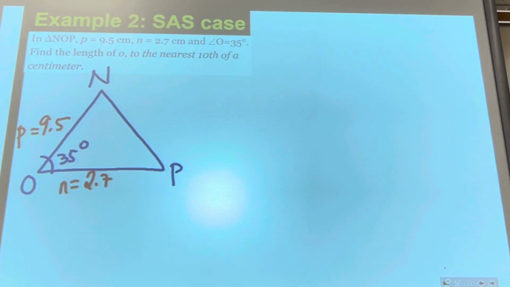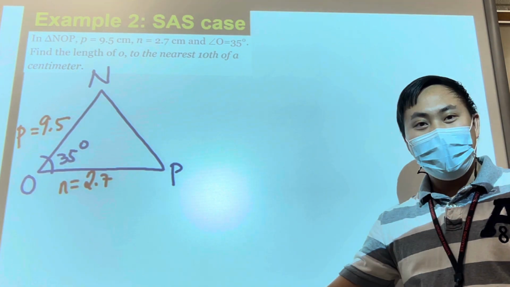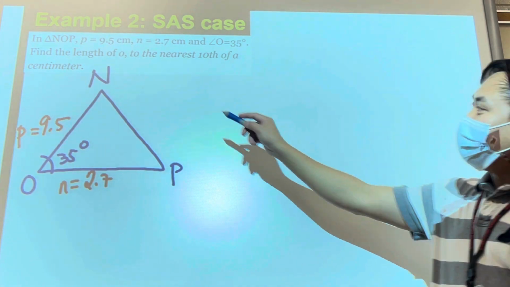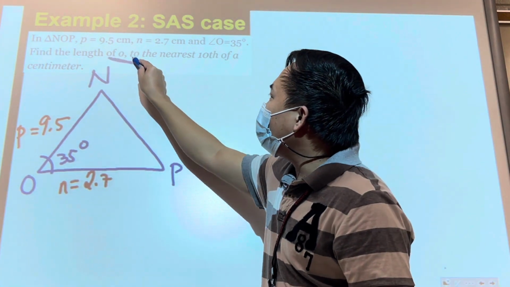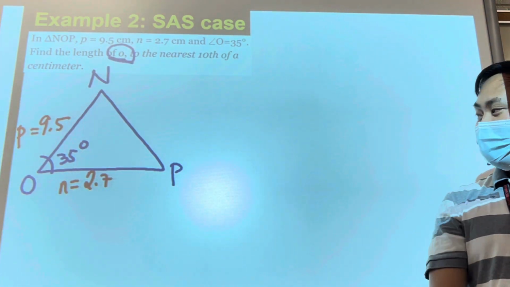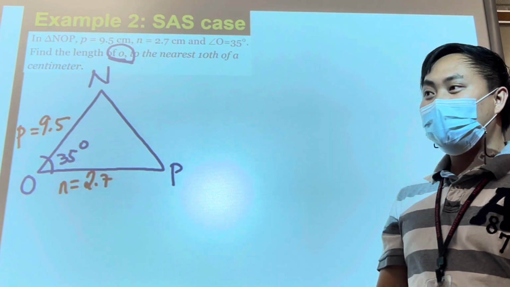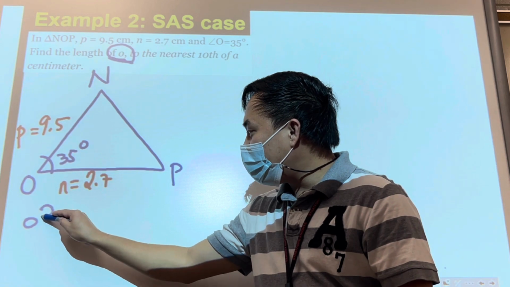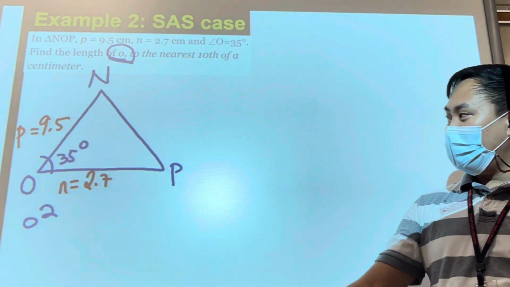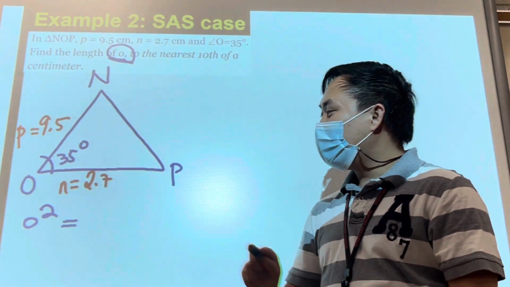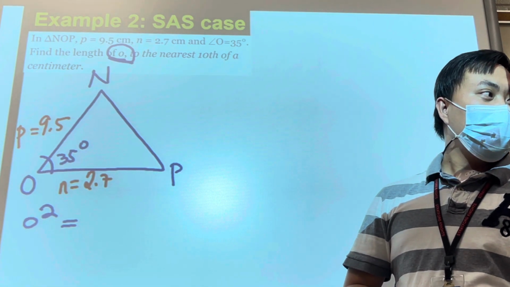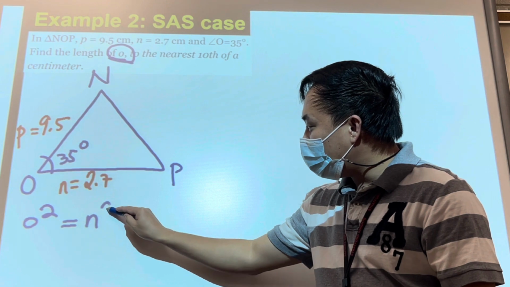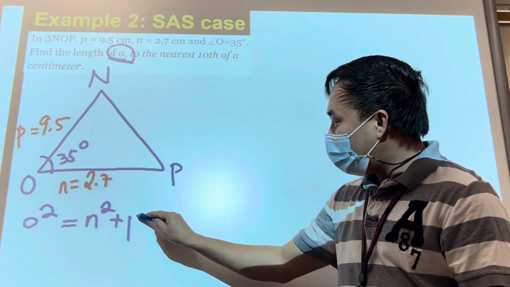Okay, what will be our equation? We're looking for the length of O. Small o. So we should have o squared equals N squared and P squared. The other two sides will be N squared and P squared.